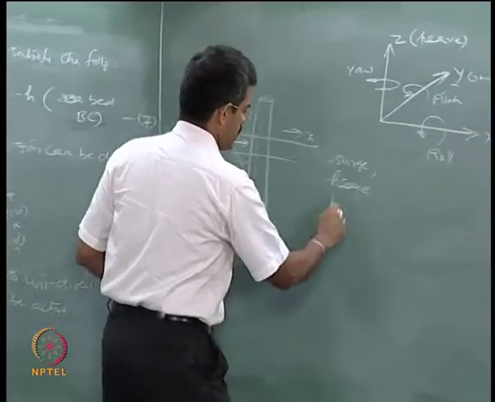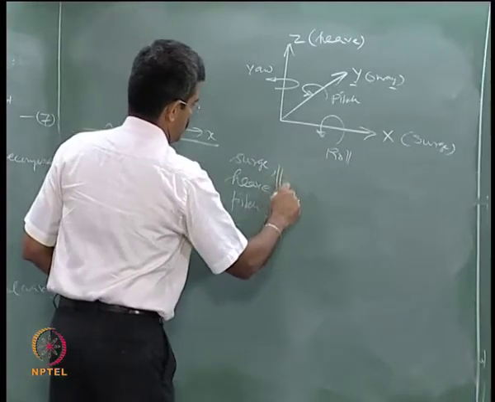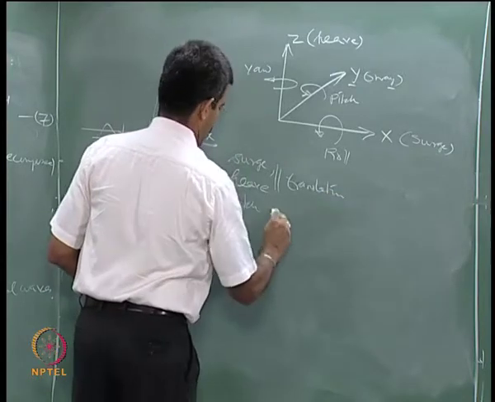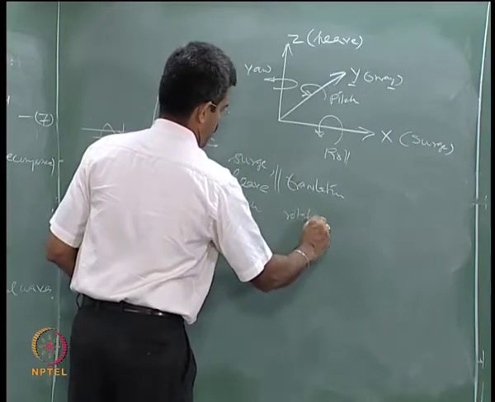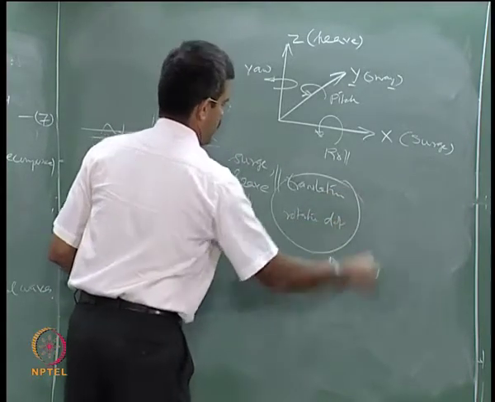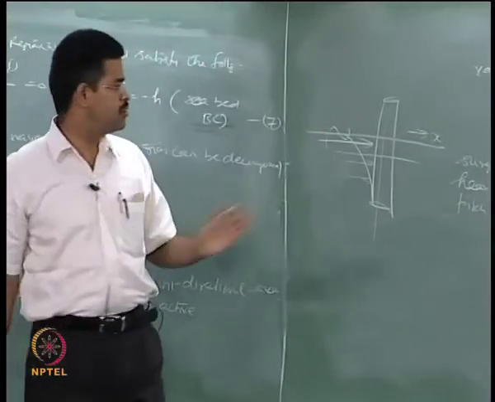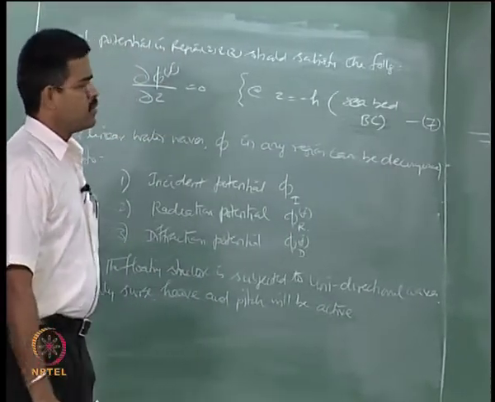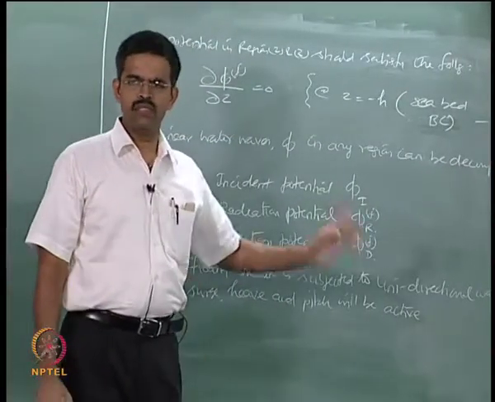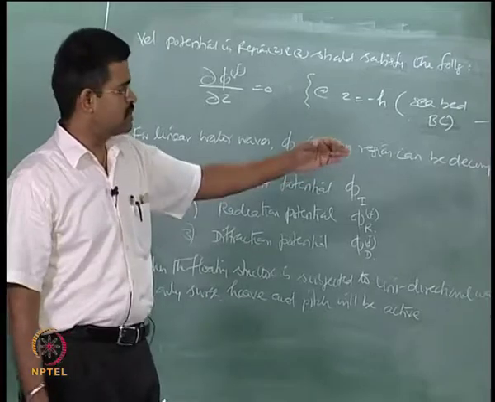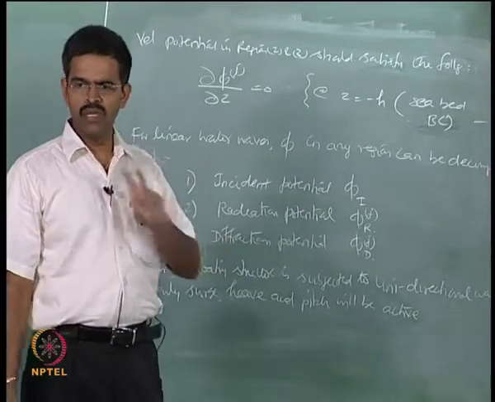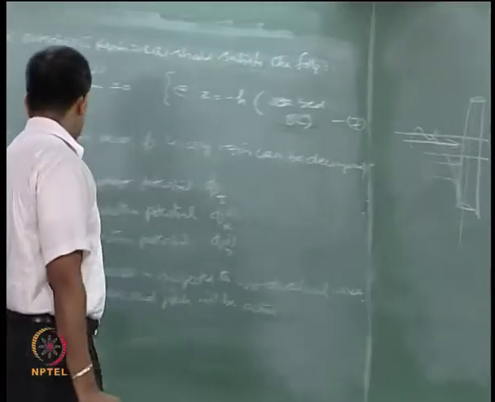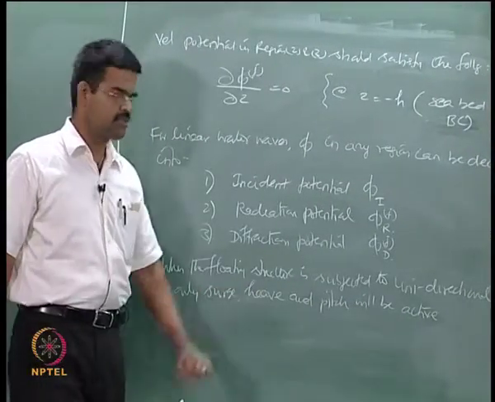So we will have 2 translational and 1 rotational degree of freedom active when the wave is unidirectional, okay. So only 3 modes will be active, surge, heave and pitch, though it has got 6 degrees of freedom, but we will have only 3 active, okay. That is what I am writing here, only surge, heave and pitch will be active.